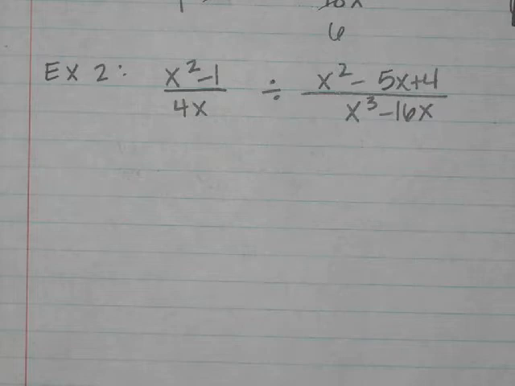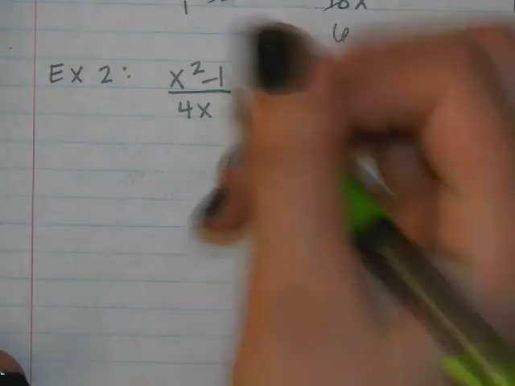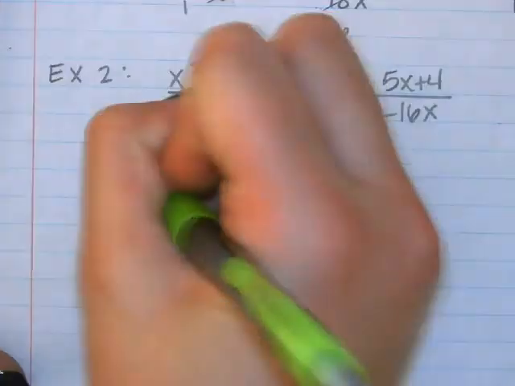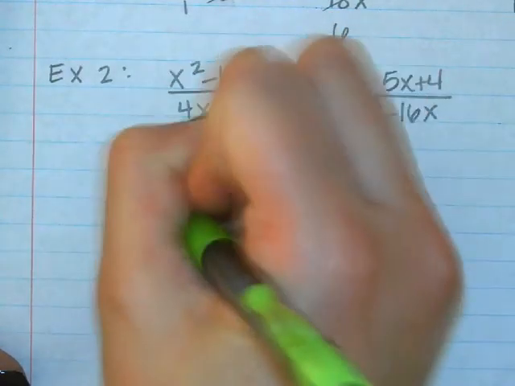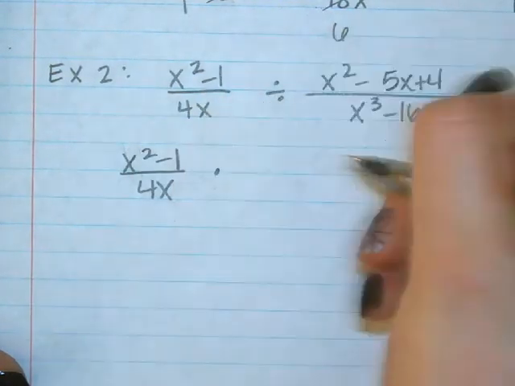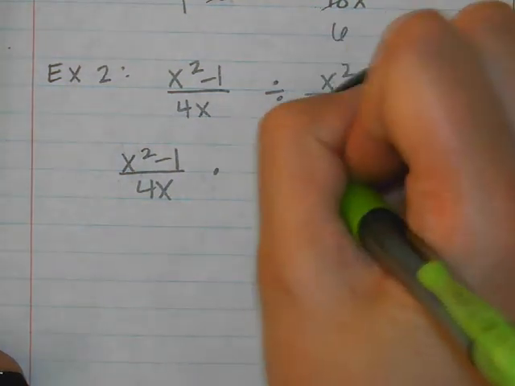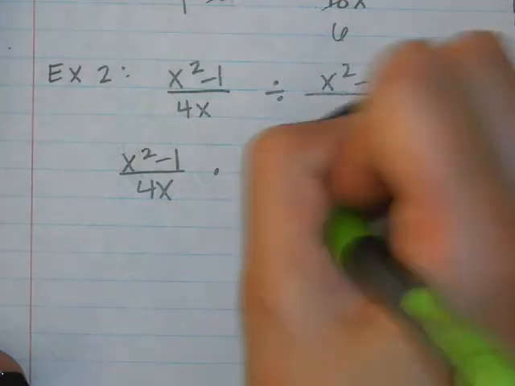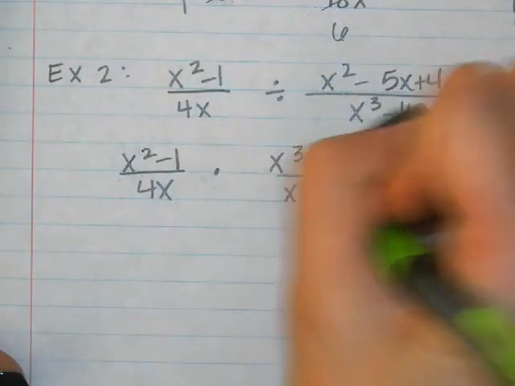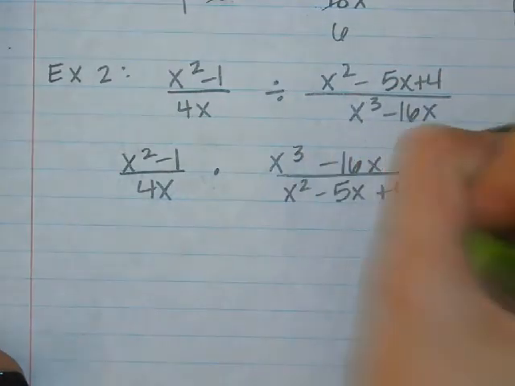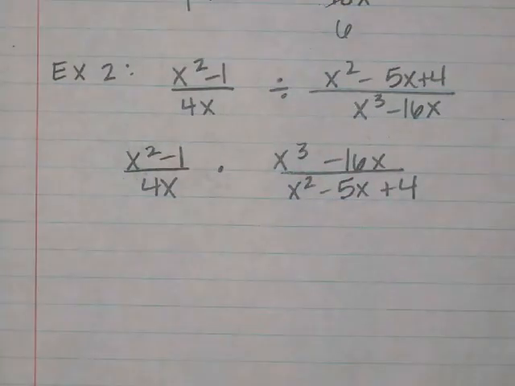I see a division sign in this problem, so what should I do very first thing? Keep it, change it, flip it. Keep, change, flip it. KCF. No. KCF. It's math. KFC? It's math, not chicken. See? I told you. Marquis got a chicken. Keep it, change it, flip it.